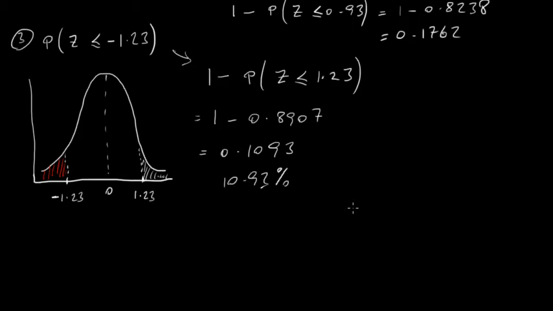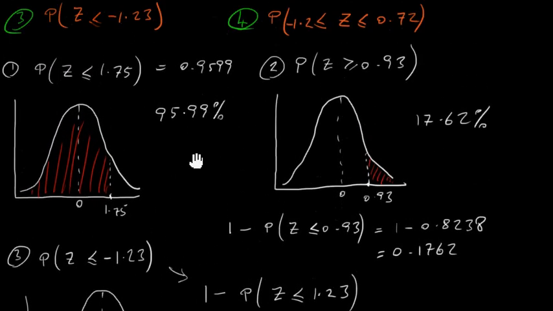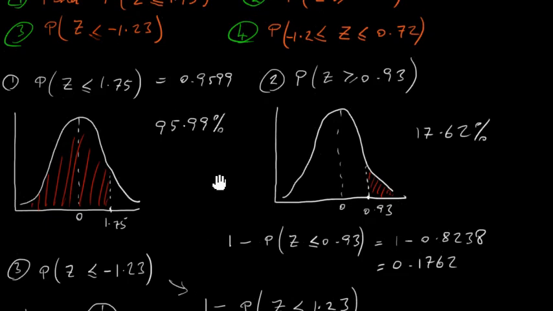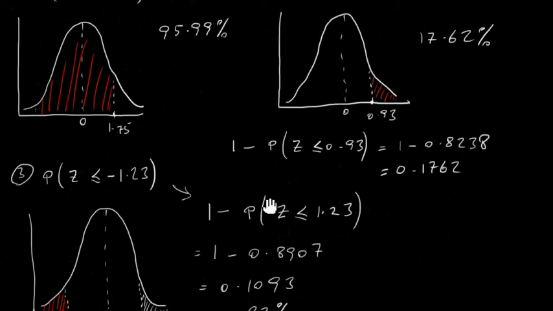Now let's have a look at question 4. Let me just remind myself what it was again. So it's the probability that z is greater than or equal to minus 1.2 and less than or equal to 0.72. So let's write that out down here. We want the probability that z will be greater than or equal to minus 1.2, less than or equal to 0.72.